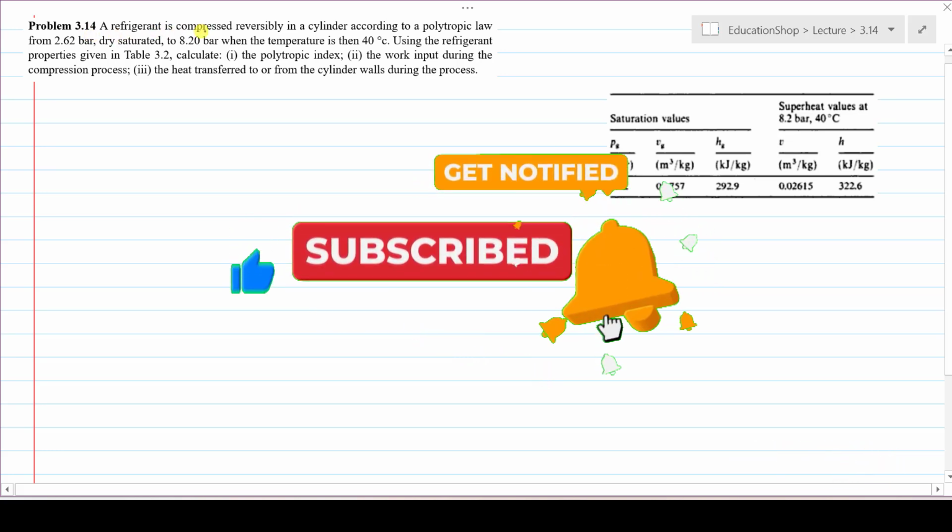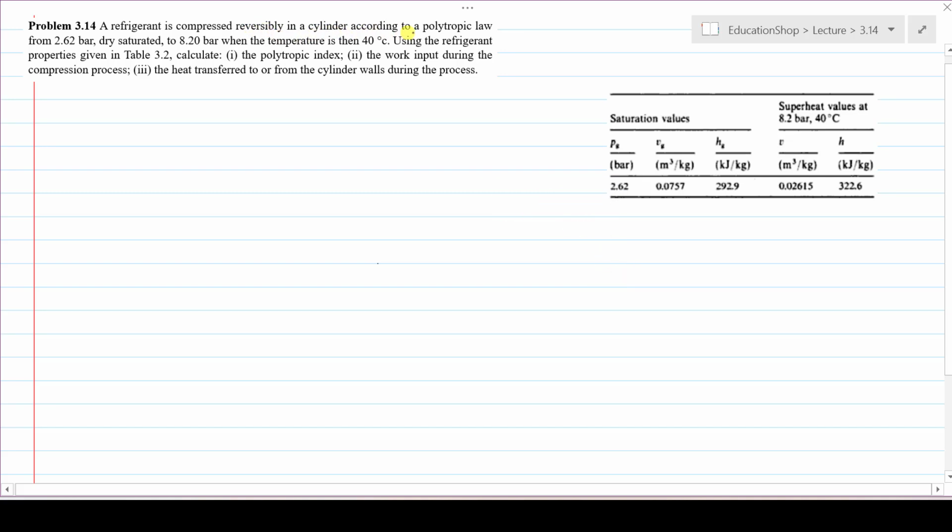A refrigerant is compressed reversibly in a cylinder according to a polytropic law from 2.62 bar dry saturated to 8.2 bar when the temperature is then 40 centigrade. Using the refrigerant property given in table 3.2, calculate the polytropic index, the work input during the compression process, and the heat transfer to or from the cylinder wall during the process.